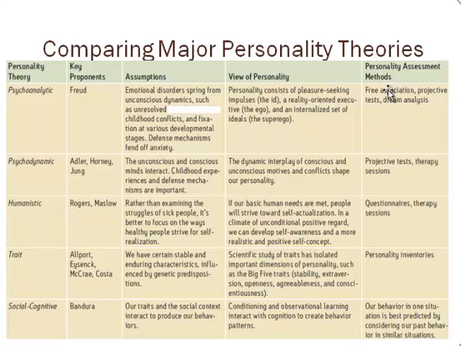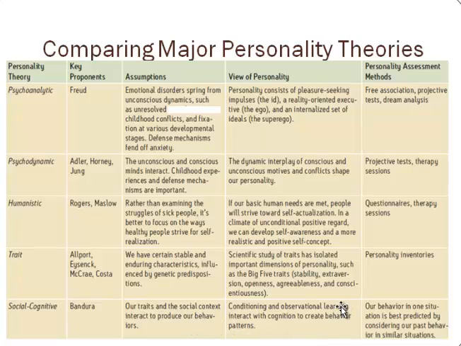And the personality assessment methods, these are just different ways that you can assess a personality: dream analysis, different types of psychoanalysis. There's the psychodynamic personality, which is the idea that the unconscious and conscious minds interact. And again, you can see some of these. We already discussed the humanistic one. We already discussed traits. And social cognitive is the idea that our traits and social context interact with each other.